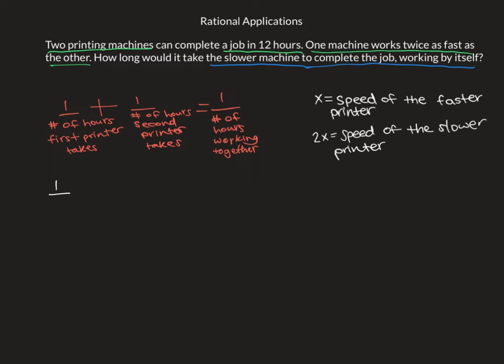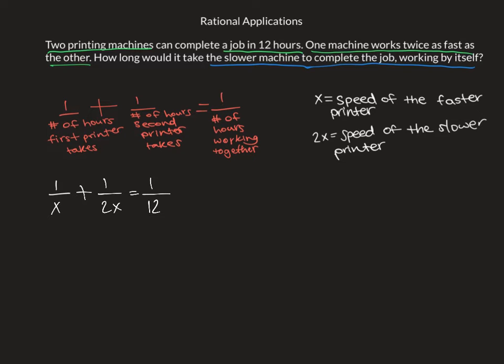Now, what we have to do from here is plug it in. So 1 over number of hours the first printer takes, which would be x. So x will be our faster printer, and then 1 over 2x is equal to 1 over 12, since we're given they can complete the job in 12 hours while working together. Now what do we do from here?